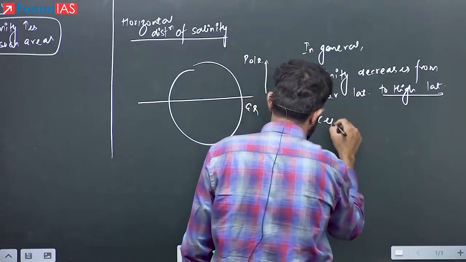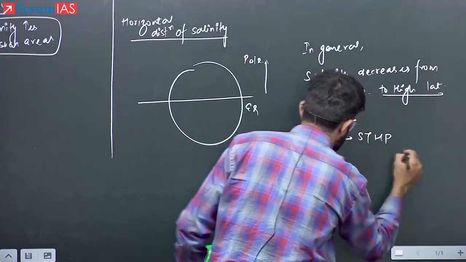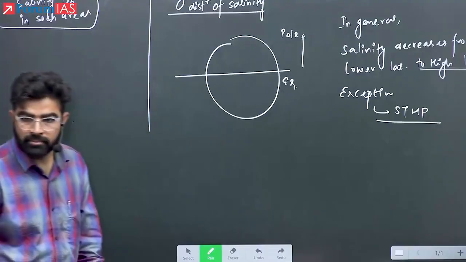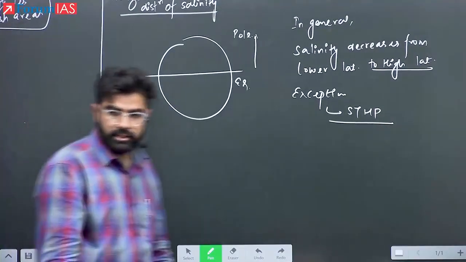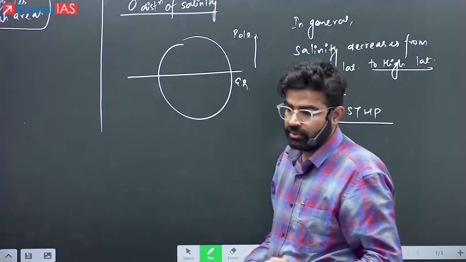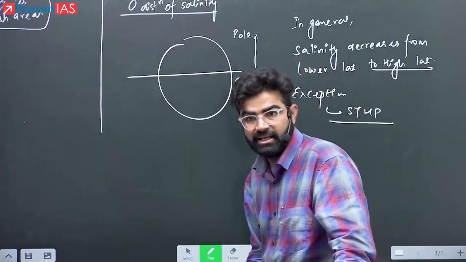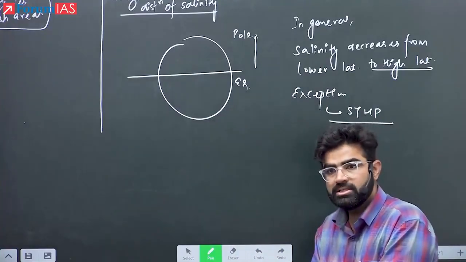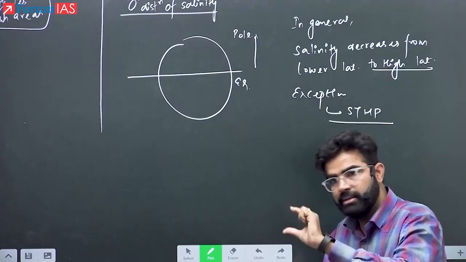What is the exception? The exception is the STHP. Why? It decreases, right? Lower latitudes will have high temperatures. We are talking about surface water only, not the vertical distribution. On the surface, if the temperature is high, the evaporation rate would be more. Evaporation rate being more means the salinity concentration would be more in the upper layers. We are talking only about the upper layer.